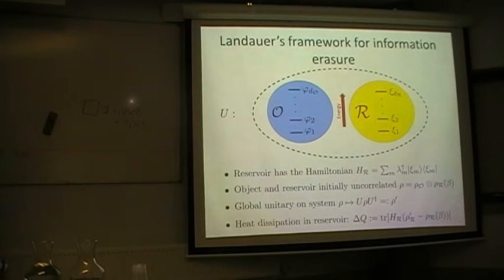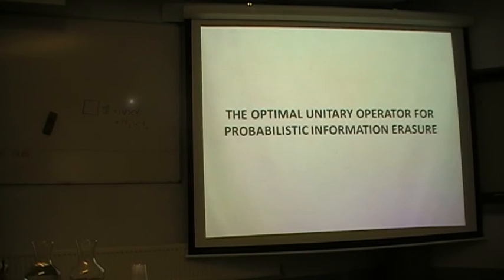But we're just going to say by construction that you just lose the reservoir system after your operation, and therefore you cannot extract the heat afterwards, by definition. Or there are alternative ways we can get by this little subtlety, but I won't dwell on it much further. Anyways, now we'll see what the optimal unitary operator, or the equivalence class thereof, would be for probabilistic information erasure.